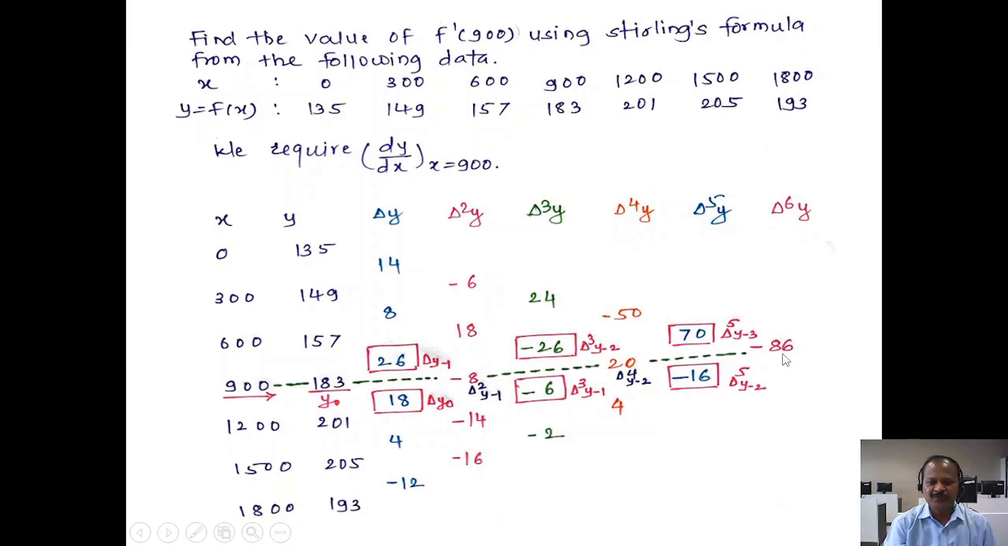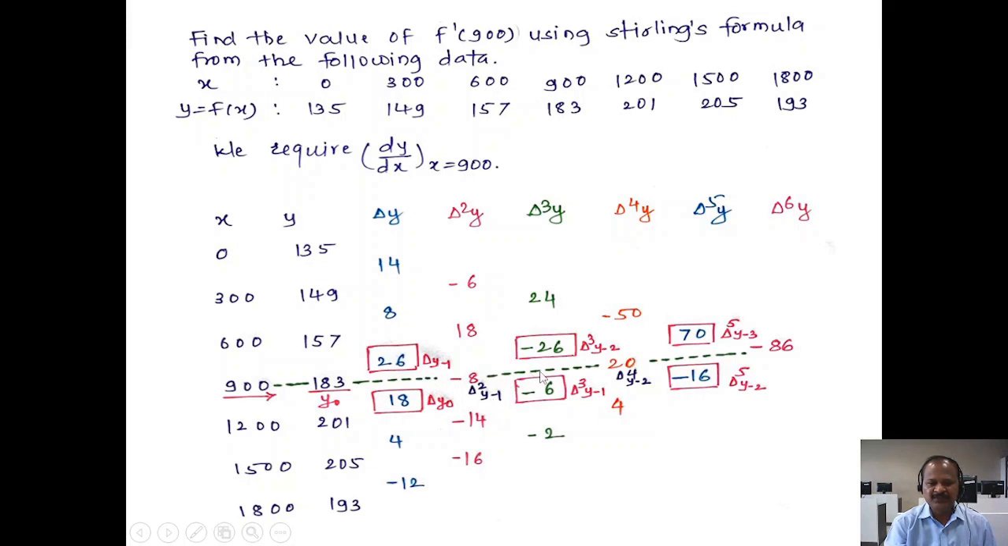Now if you see the formula, within the formula there are delta y minus 1 and delta y0. How can we find these different terms? So this is the central position 900. From this you can draw a dotted line like this. So this is x0, and corresponding to this, the value 183 is y0. Above this dotted line it is delta y minus 1, below it is delta y0. Within this center line it is delta square y minus 1.